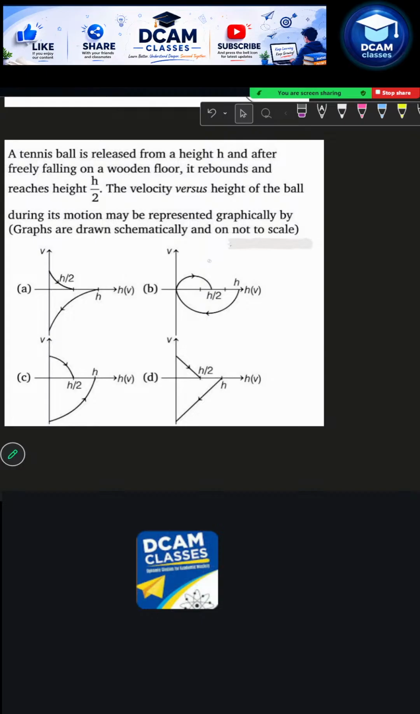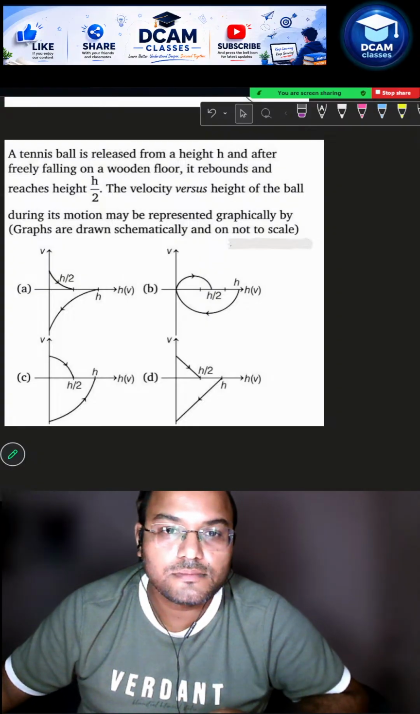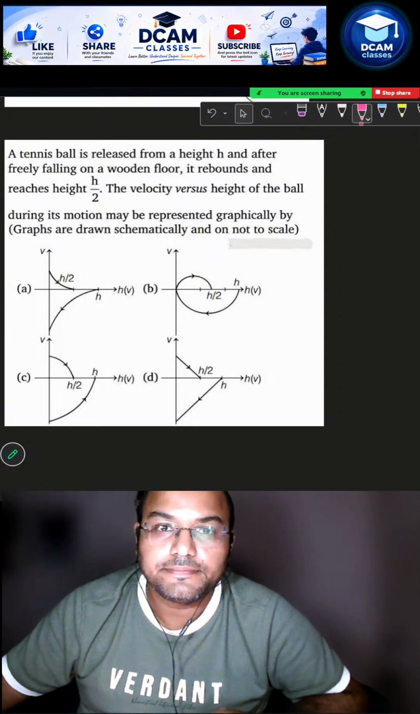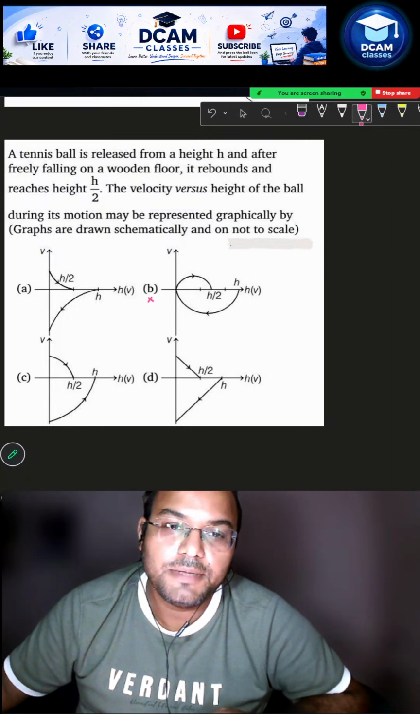So it's option D. No. Can it be B? You're saying Aditya is saying B, no? Or D? I don't think it can be. I checked it. I was saying B. No, it's not B, it's not D also.